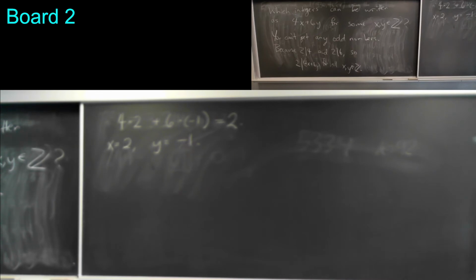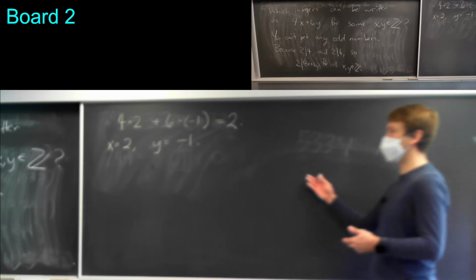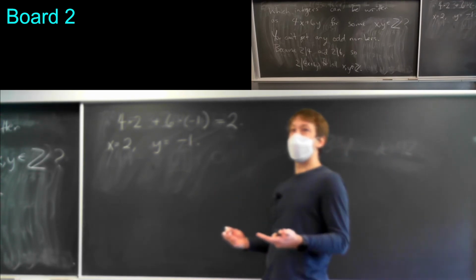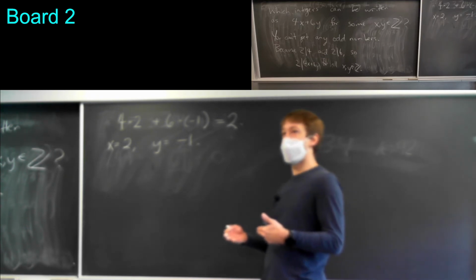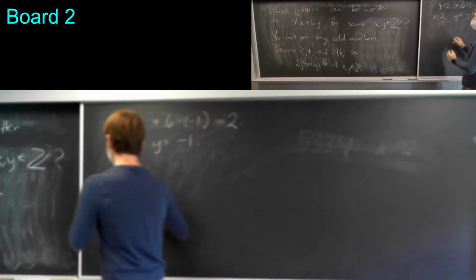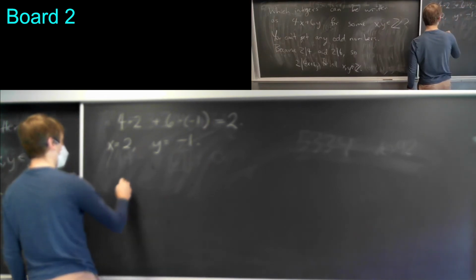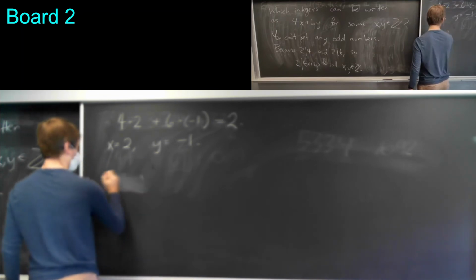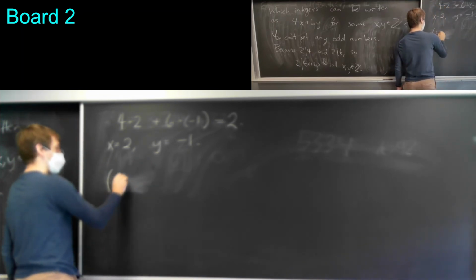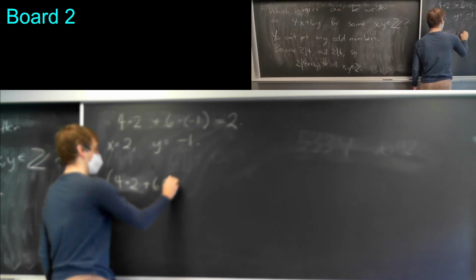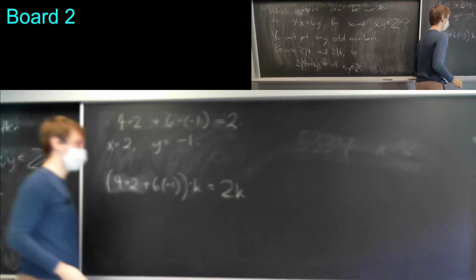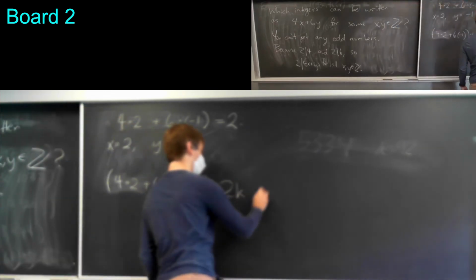So this shows that I can make the number 2. But then if you think about it, if I can make the number 2 from a combination of 4s and 6s, then I can make any even number, right? Because any even number is 2 times k for some k. So if I just multiply both sides by k, to make a number 2k, I take 4 times 2 plus 6 times negative 1, times k, and that's going to be 2k for any k where k is an integer.